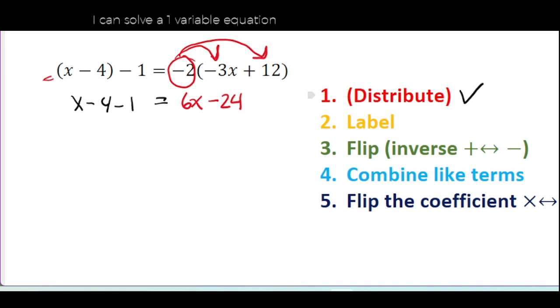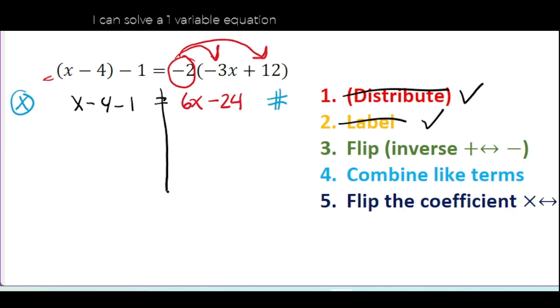Okay, so boom. Labeling. I'm gonna put my letters on the left. Again, does not matter. And my numbers on the right. And I probably could have put the letters on the right since there are more x's over here, but that just means we'll end up with a negative coefficient. Okay, so labeled, boom, labeled.